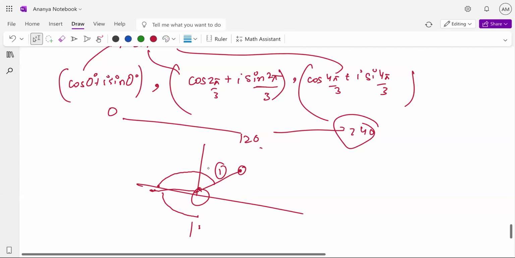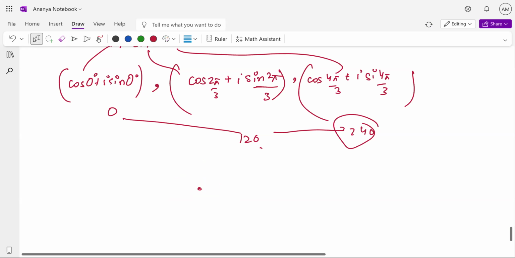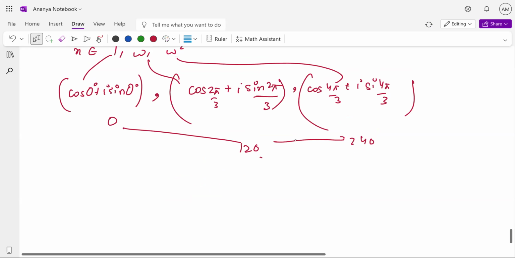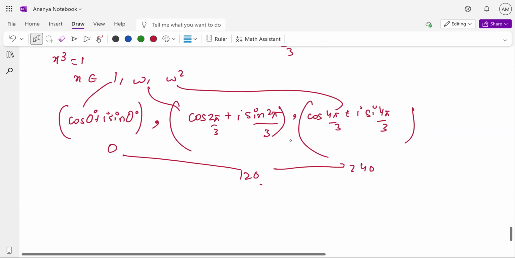In each of these cases, this is one, this is one, this is one. So that's why you are getting an equilateral triangle. That's why these are working as the vertices of an equilateral triangle. Okay. Yes, sir. All right. So let me remove it.